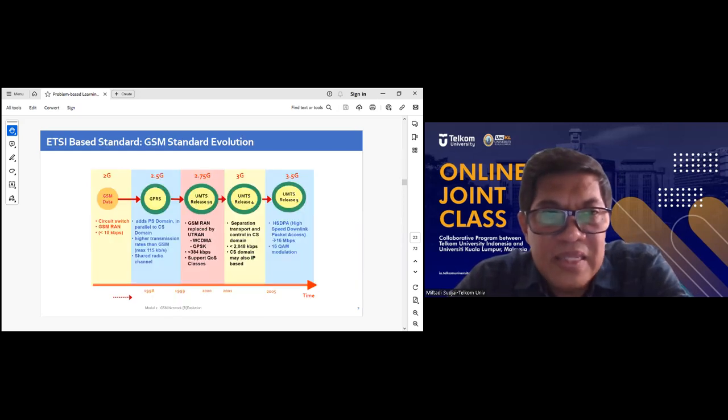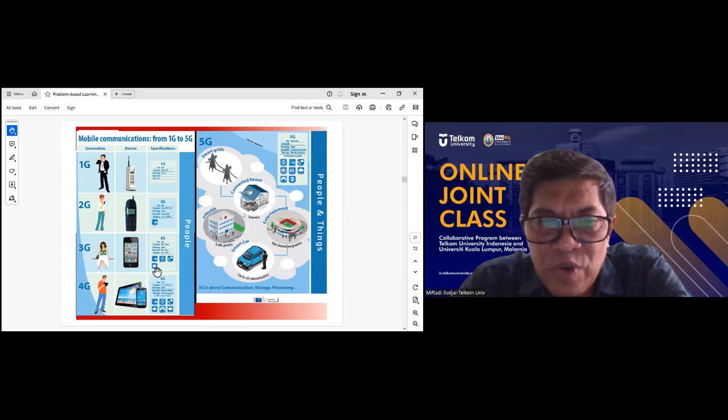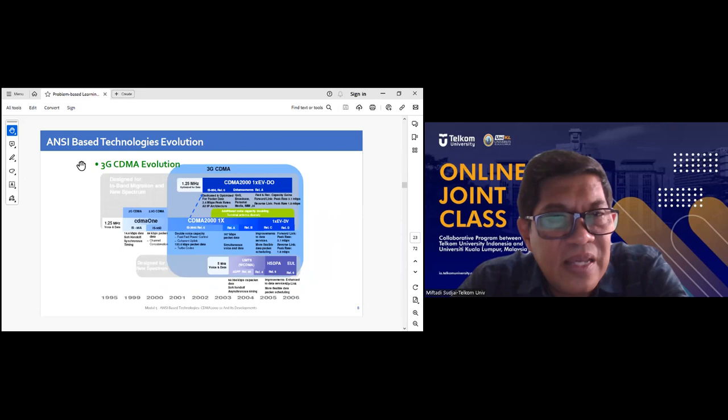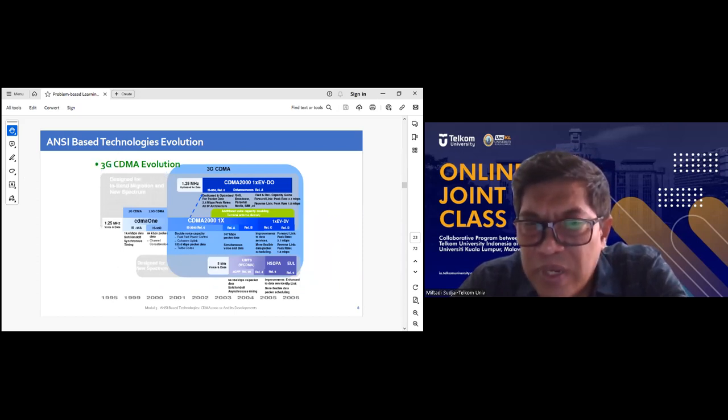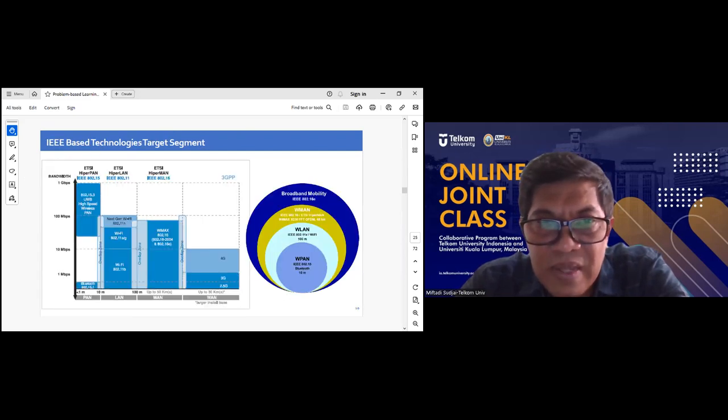Okay. This is the ETSI base standard evolution, up to 3.5G, but I think here we have up to 5G, so we can skip here. This is the ANSI evolution, the American standard that actually has been discontinued. So America now is adopting the 4G and 5G standards from ETSI. And this is the path migration of wireless technology.